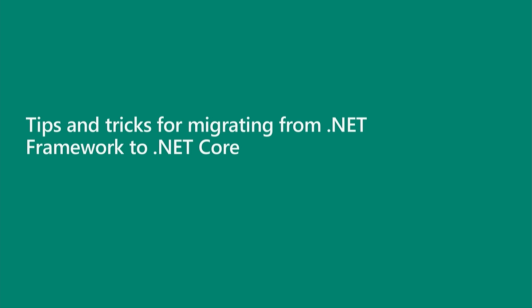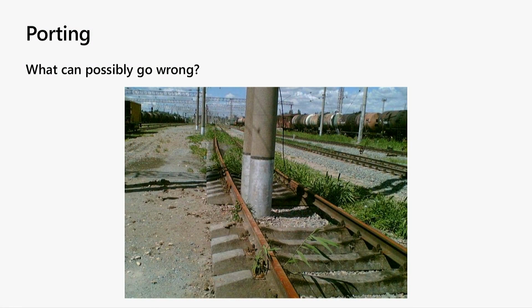And before starting doing anything that has a name migration, I like to ask myself this question. What can possibly go wrong? Right? Let's think about it together. So we will take an application written for .NET Framework with a .NET Framework API set, and we make it retargeted to .NET Core with .NET Core API set. What problems can we encounter? Ideas?